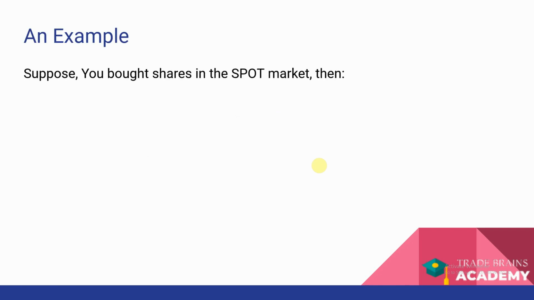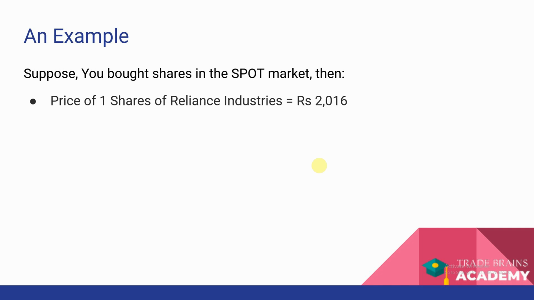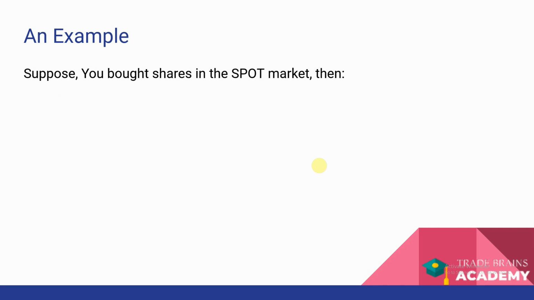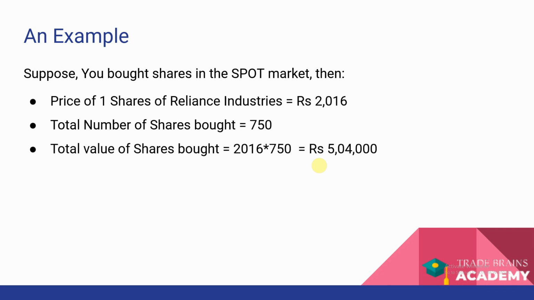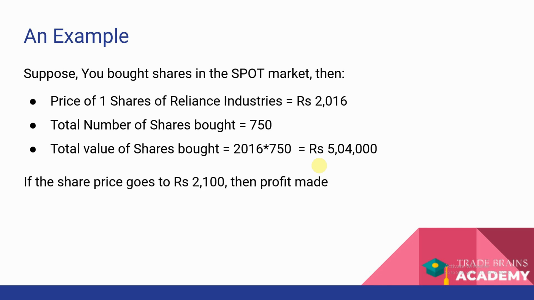Supposedly you bought the shares of Reliance Industries in the spot market. The price of one share of Reliance Industries is 2016, and the total number of shares which you are planning to buy is, say, 750, so the total value of shares bought will be 2016 into 750, which is 5,04,000 rupees. And if the share price of Reliance goes to say 2100, your view is right and the market goes up, and the total profit which you'll be making here is the exit price minus the entry price into 750 shares, that is 21,000 rupees, or 4.16% on the investment which you made.